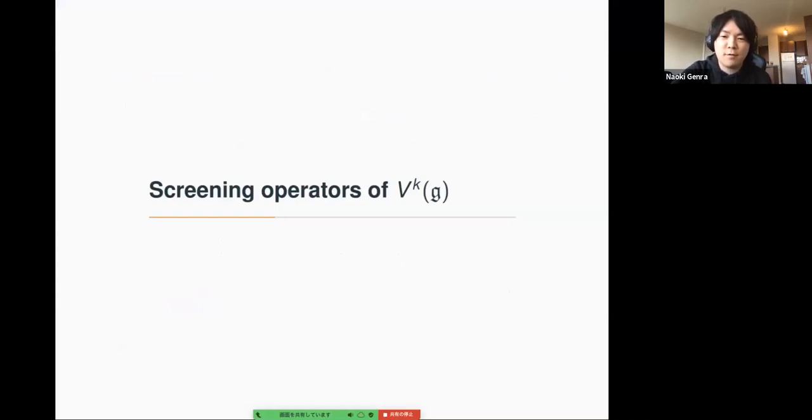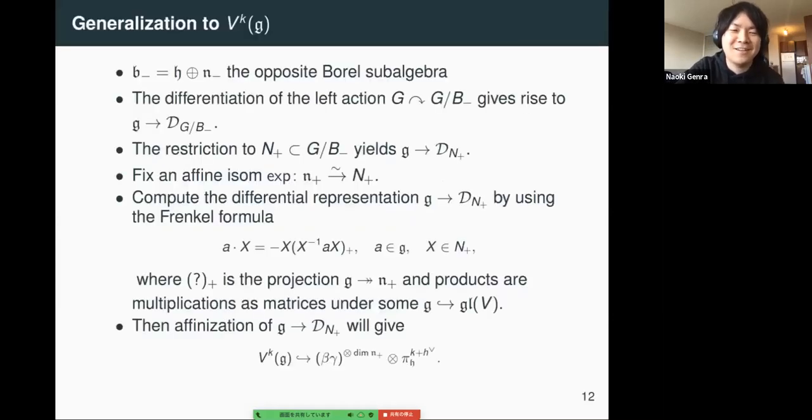If not, I go to the affine case. So affine case, if you want to get screening operator for arbitrary affine VKG, you need a little bit complicated computation. But today I want to explain this secret. So now we want to generalize from the affine SL2 case to the arbitrary affine VKG case.